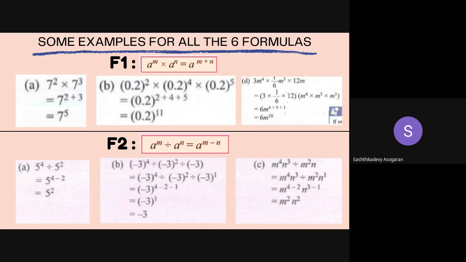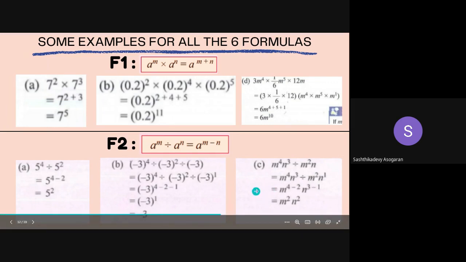For b, negative 3 to the power of 4 divided by negative 3 to the power of 2 divided by negative 3 equals negative 3 to the power of 4 minus 2 minus 1, and the answer is negative 3. And the same goes for example C.